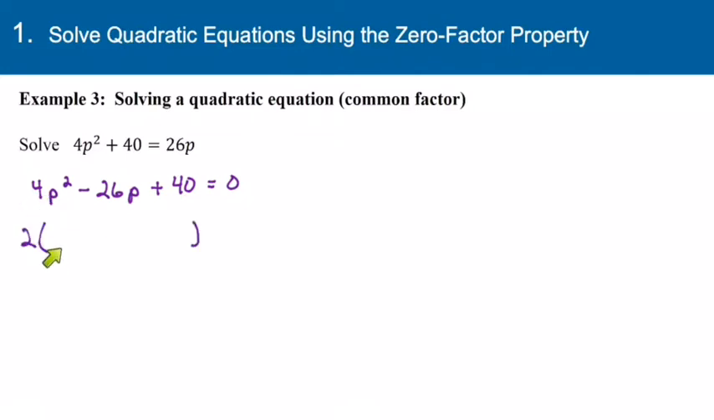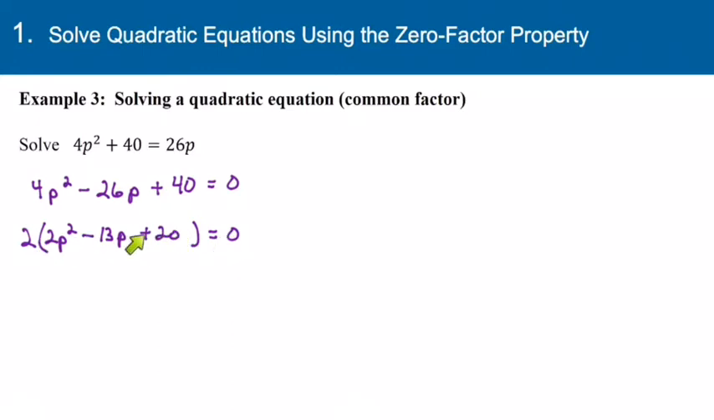2 times 2p squared would make that first term. And 2 times minus 13p would make that middle term. And 2 times positive 20 would make that third term. And notice that we have it here equal to 0 because it's important when you're factoring that every line be shown as equal to 0. If your factoring is not equal to 0, you can't take the next step and solve. So you've always got to have an equation on every line, and the right side must be equal to 0.